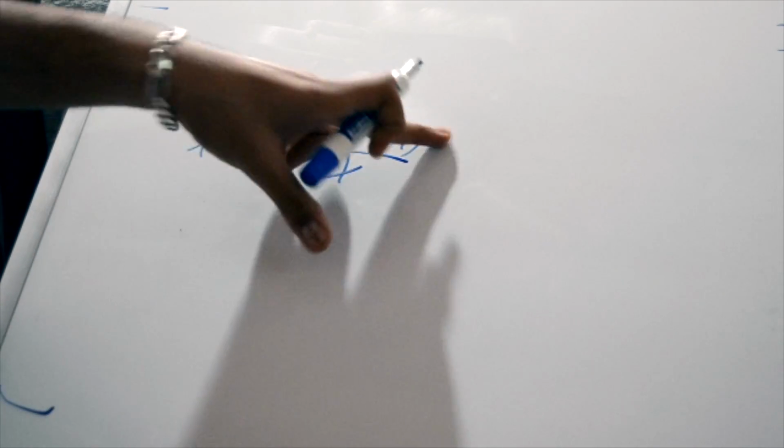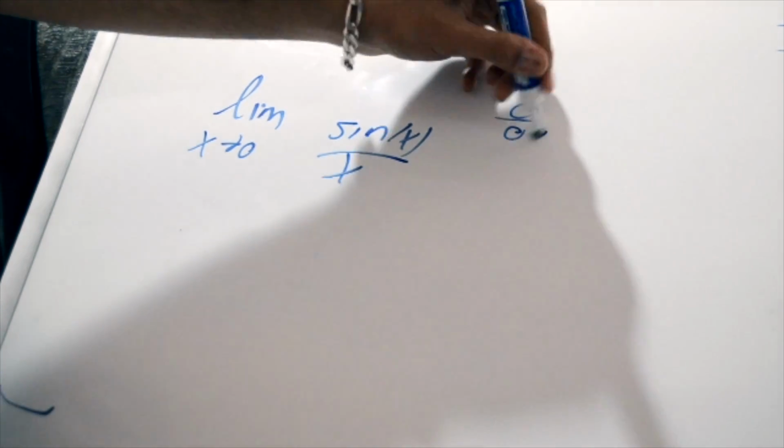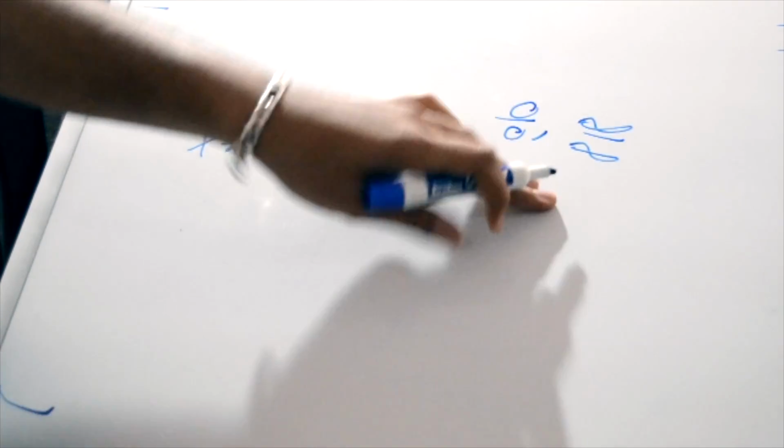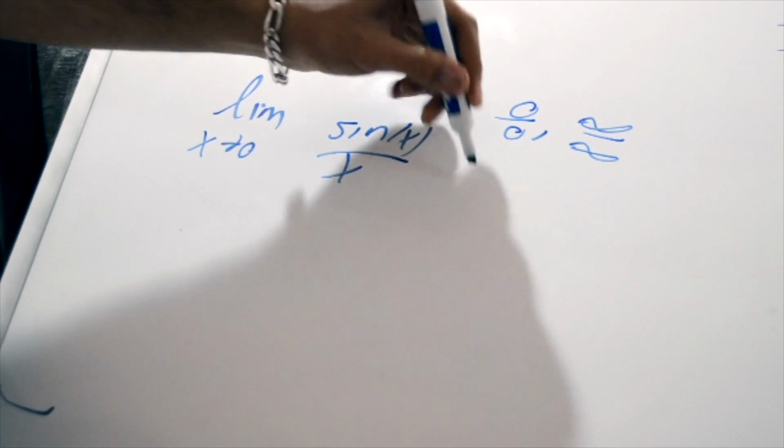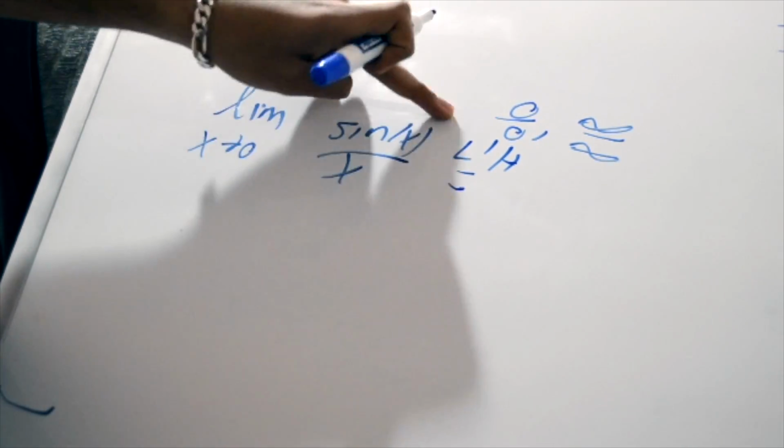If you plug in 0, because you usually just plug in 0 for limits, you're going to get sine of 0 over 0, which is 0 over 0. If you have 0 over 0 or infinity over infinity, that's indeterminate form. You need to use L'Hopital's rule, which just states find the derivative independently of the top and the bottom.